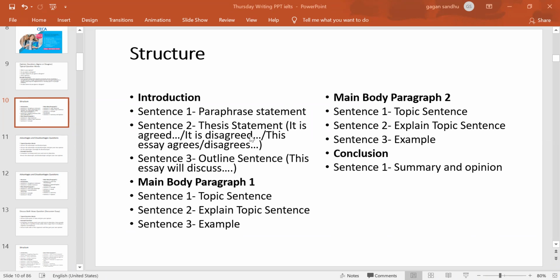If you're just picking one side, you have to make both the paragraphs agree if you agree, and if you disagree, you write disagree in both paragraphs, right?